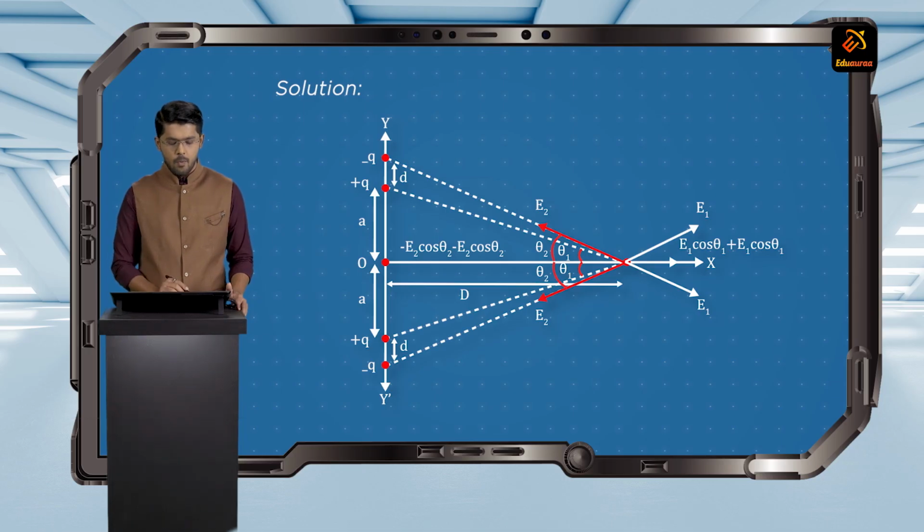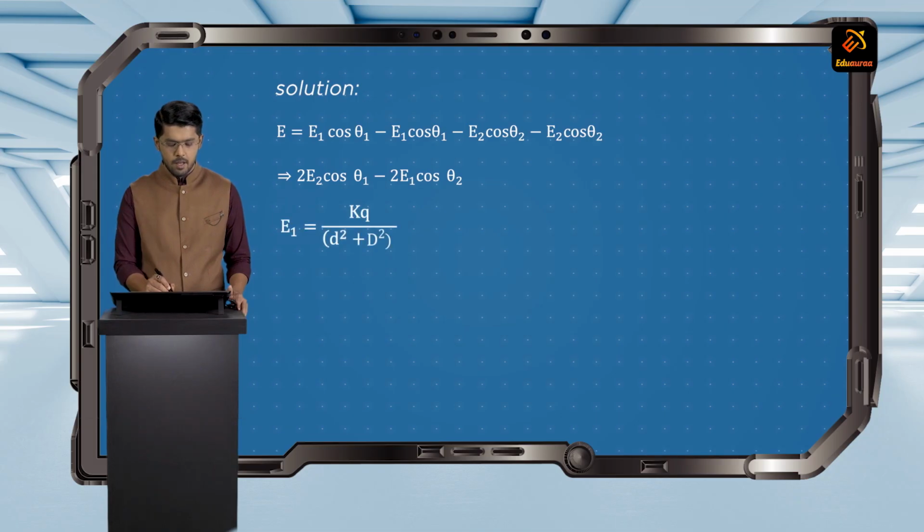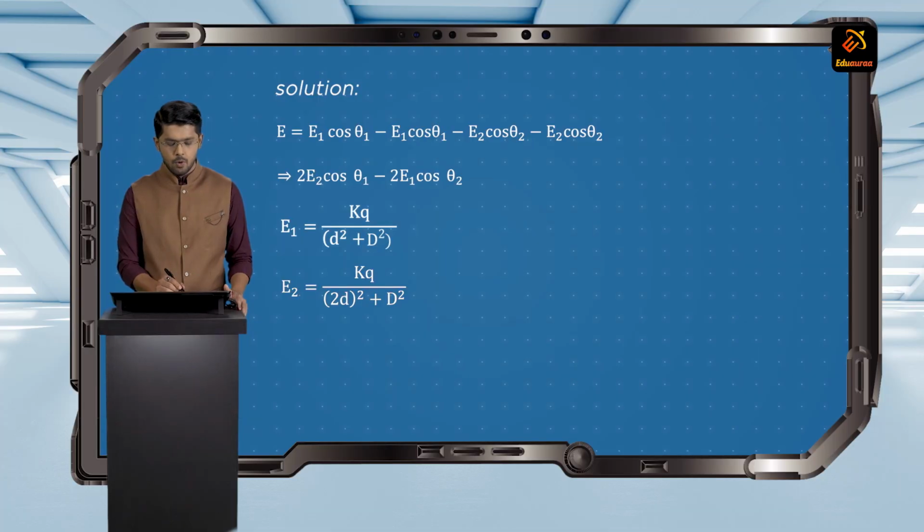So now we can substitute the values in this case. For E1, you can substitute the value E1 equals KQ upon small d square plus capital D square, and for E2 you can substitute KQ upon 2d whole square plus capital D square. And on substituting the values, you can also substitute the value for cos theta 1. Let's try to figure out cos theta 1.